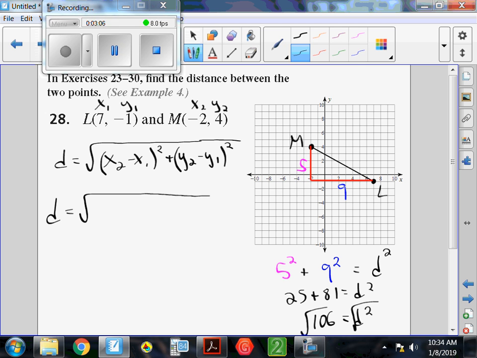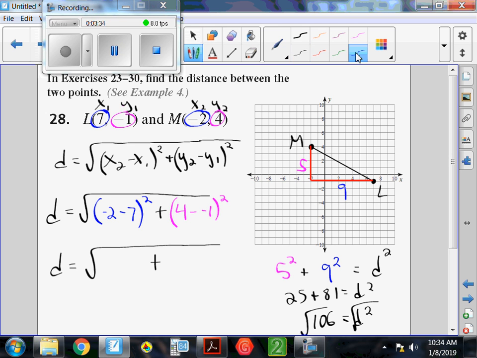And so if I do the x's, then the first thing I have is -2 minus 7 squared. That -2 minus 7 is going to give me a 9. Then I have that plus the y values. Y values are 4 minus -1 squared. So distance equals the square root of, -2 minus 7 is -9.